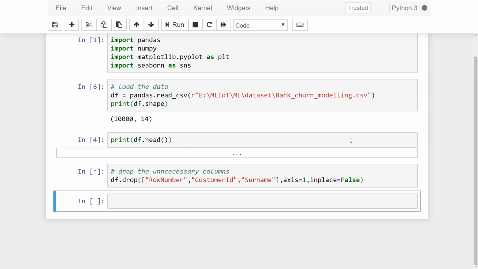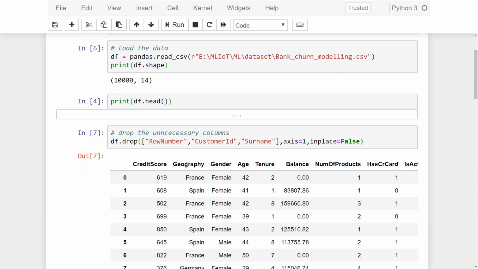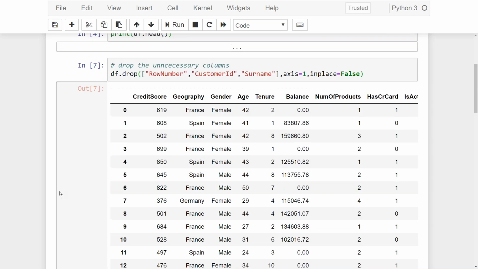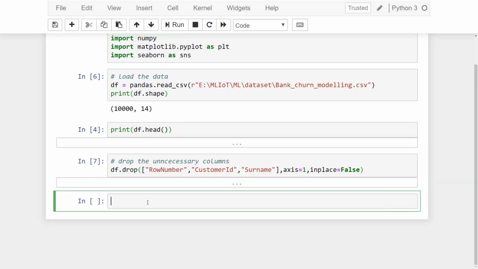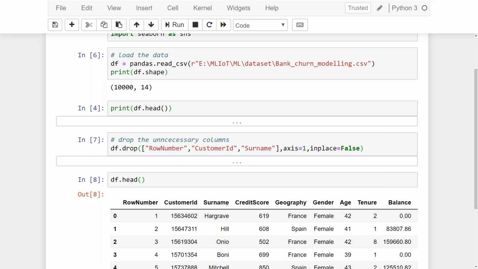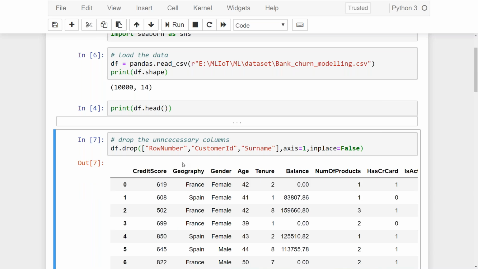Okay, and now you can see that there is no row number, customer ID, and surname. But if I load the data again and check df.head again, I have row number, customer ID, and surname. But when I dropped them here, they were not there.